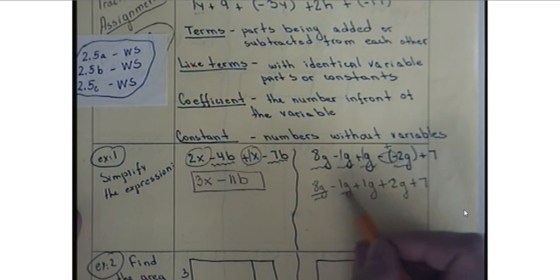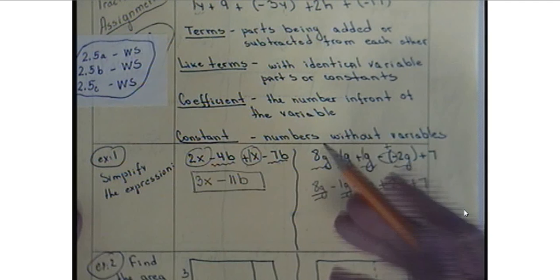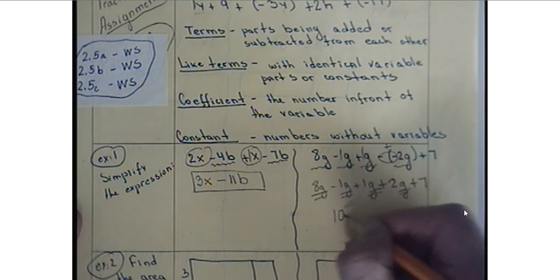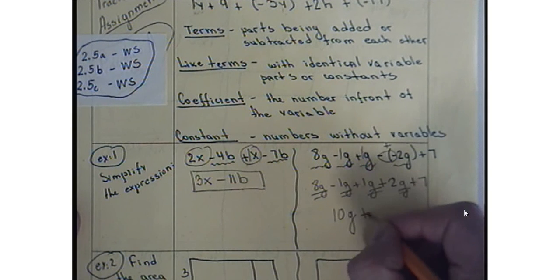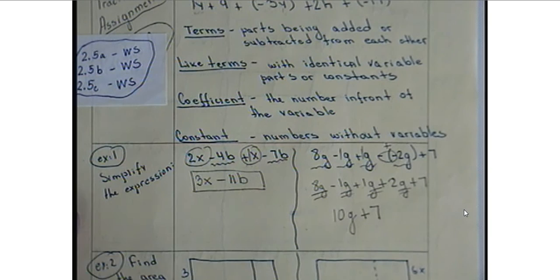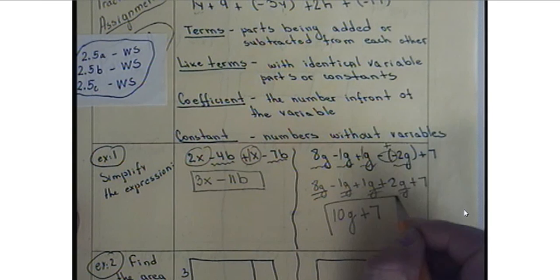Okay, since all of those g terms are like terms, we will combine those. 8 minus 1 is 7, plus 1, 8, plus 2, 10. So combining all those, we get 10g. And then we're just going to copy down plus 7. Do you think that will be the final answer? Yes, that will be the final answer because 7 doesn't have g. We can't combine those, so we are done.